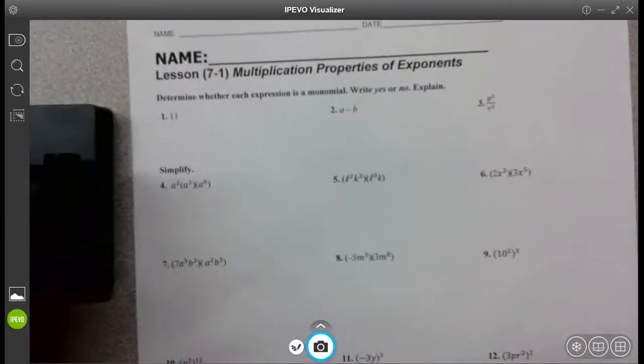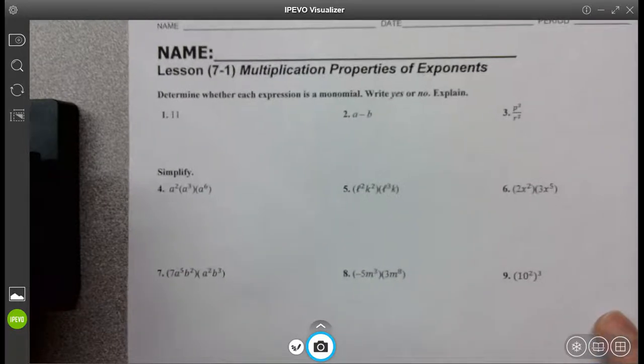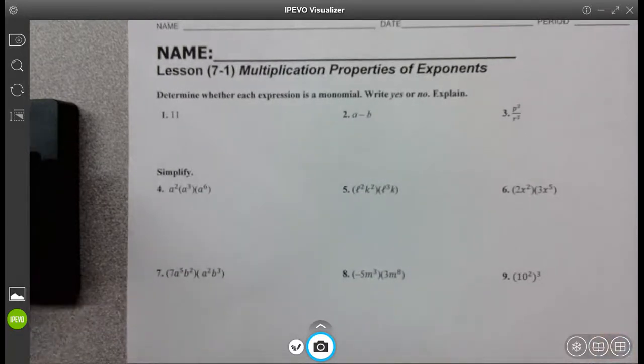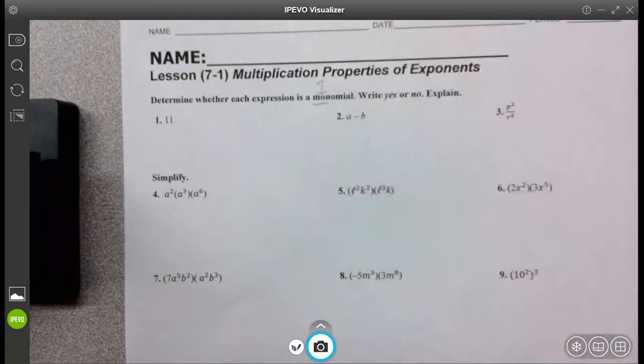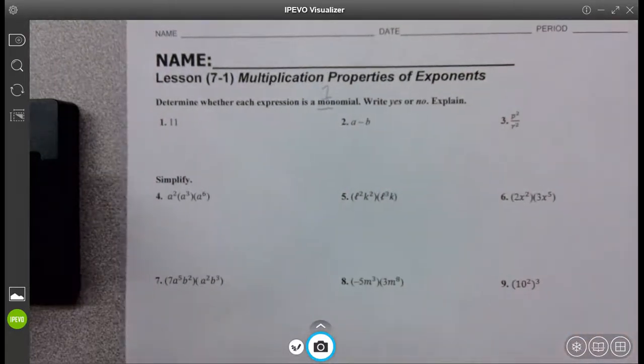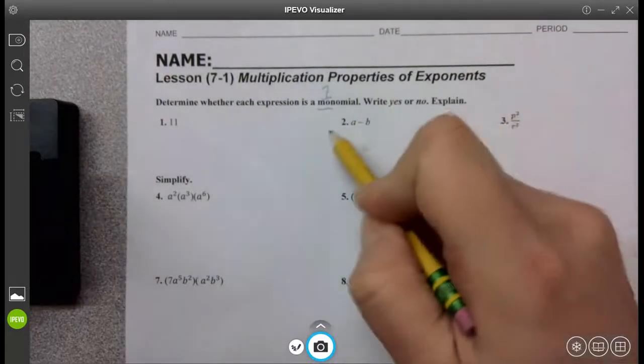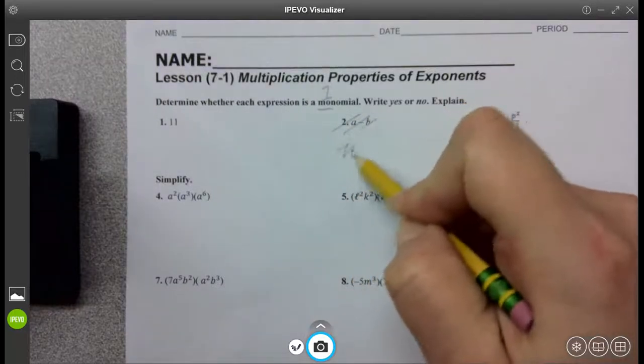Right, we're in 7.1, which is properties of exponents. It says determine whether each expression is a monomial. Write yes or no and explain. So a monomial, mon means 1. Okay, so we have 2 terms here. That's a binomial. So no.